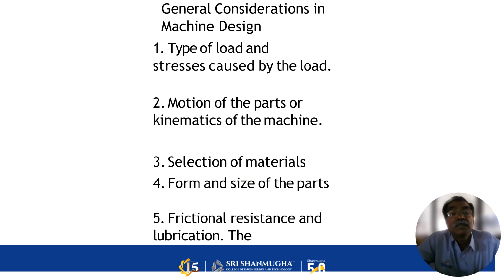The next consideration is selection of materials. The designer should have a thorough knowledge of properties of materials and their behavior under working conditions. Then the other one is form and size of the parts. The form and size are based on judgment. The smallest practicable cross-section may be used, but it must be checked that the stresses induced in the design cross-section are reasonably safe.